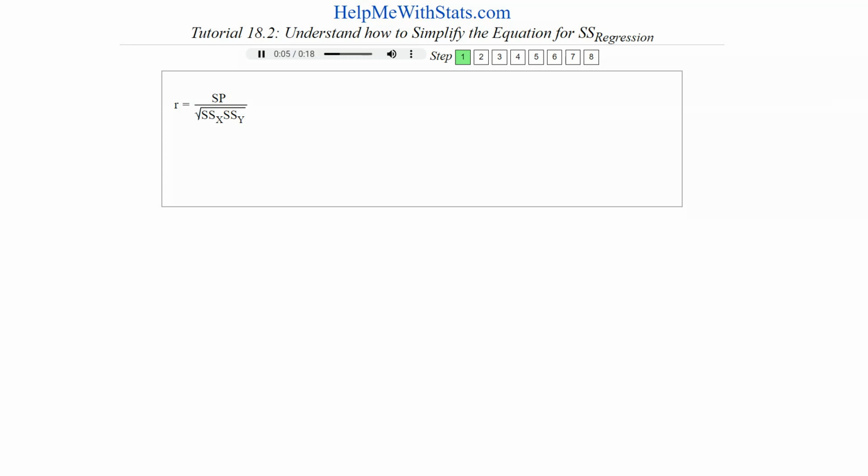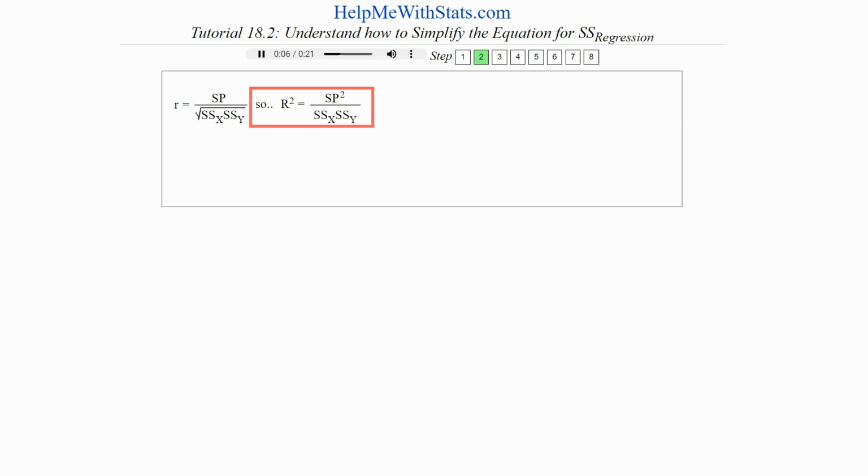We'll begin by recalling the equation for the Pearson correlation. The correlation, R, is the sum of products divided by the square root of the product of the sum of squares for x and the sum of squares for y. If we square both sides of this equation, we now have an equation for R squared.